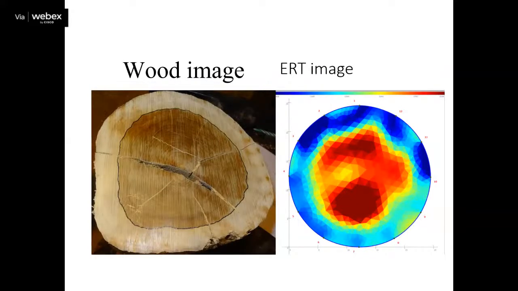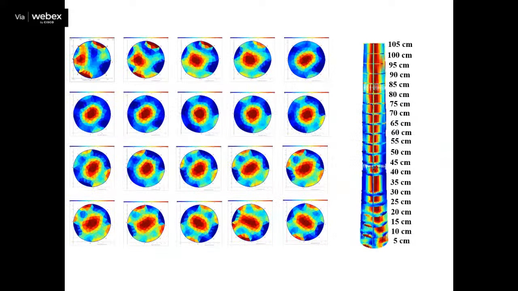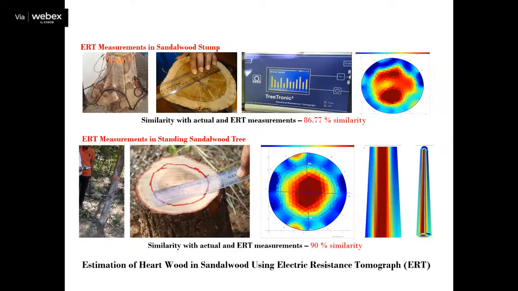This is a wood disc we had, a wood stump. We took the readings and also the ERT image. And this is the three-dimensional structure where a tree is measured in three dimensions, and the heartwood can be estimated using this image also. So we will come to know the quantity of heartwood in the standing tree. In our workshop, when we analyzed this sandalwood stump, we found 86.77 similarity using this electrical resistance tomograph. And we had an experiment in the farmer's field in Devarahalli, and we saw that this instrument was very effective in estimating heartwood. Almost 90% similarity was seen in the case of standing trees.